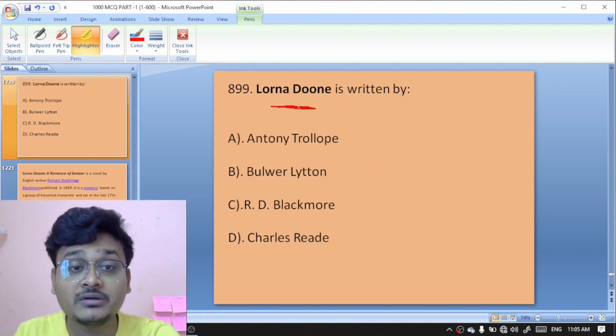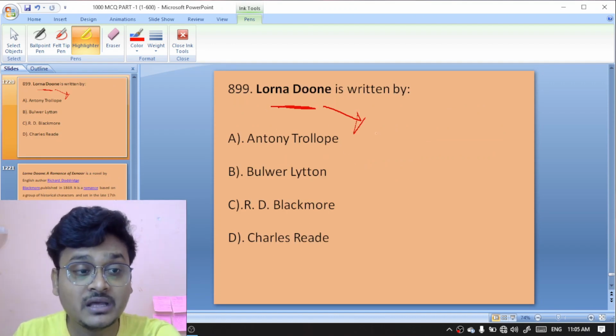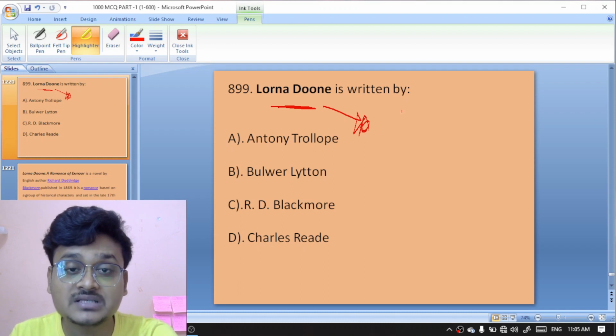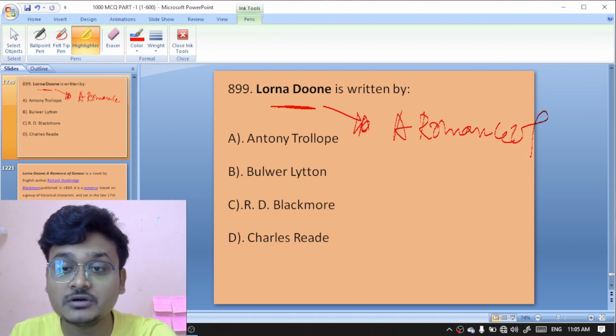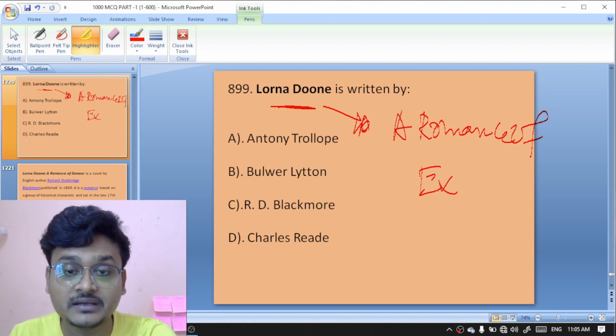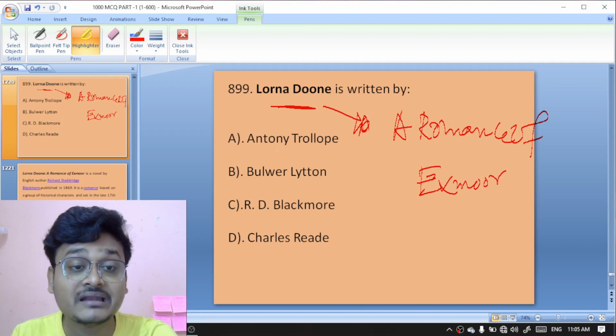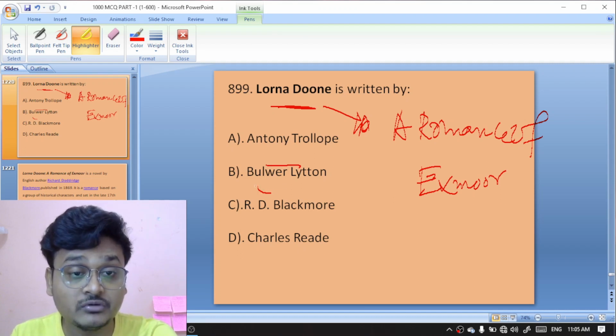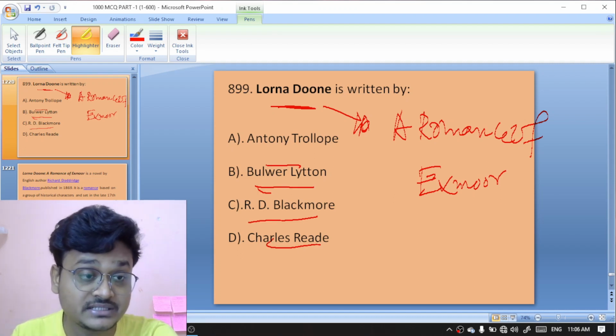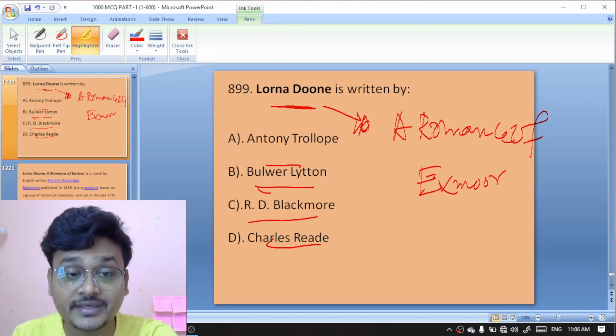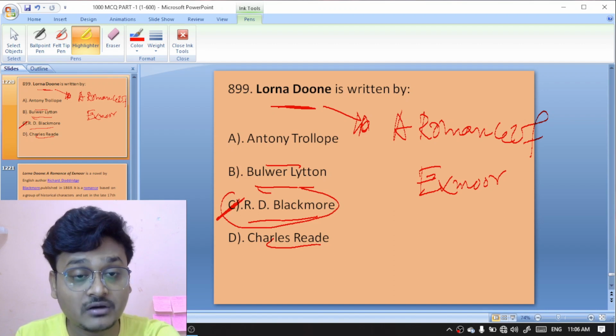Lorna Doone, and its subtitle is A Romance of Exmoor. Lorna Doone is written by whom? Anthony Trollope, Bulwer Lytton, R.D. Blackmore, Charles Reade. So Lorna Doone, A Romance of Exmoor, was written by R.D. Blackmore. Here C is the right option.